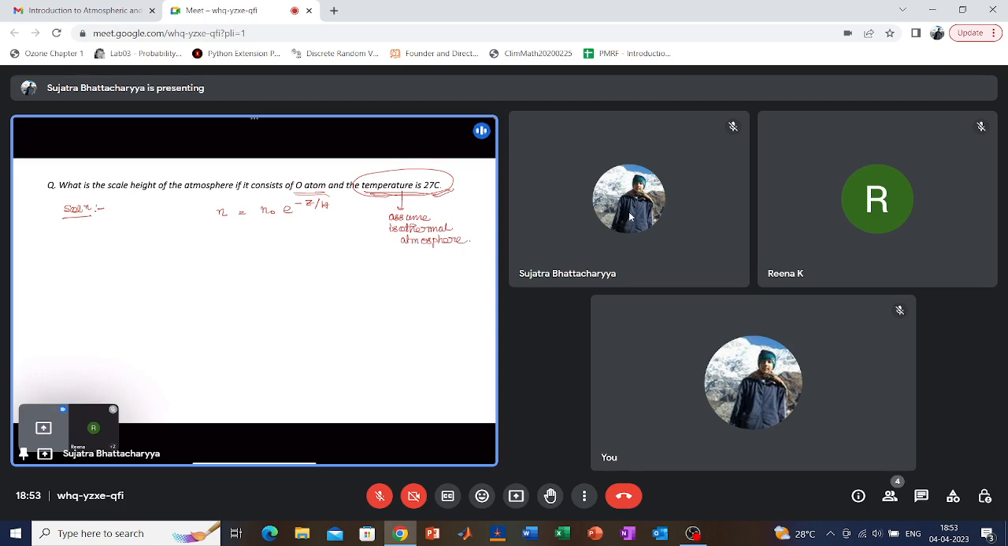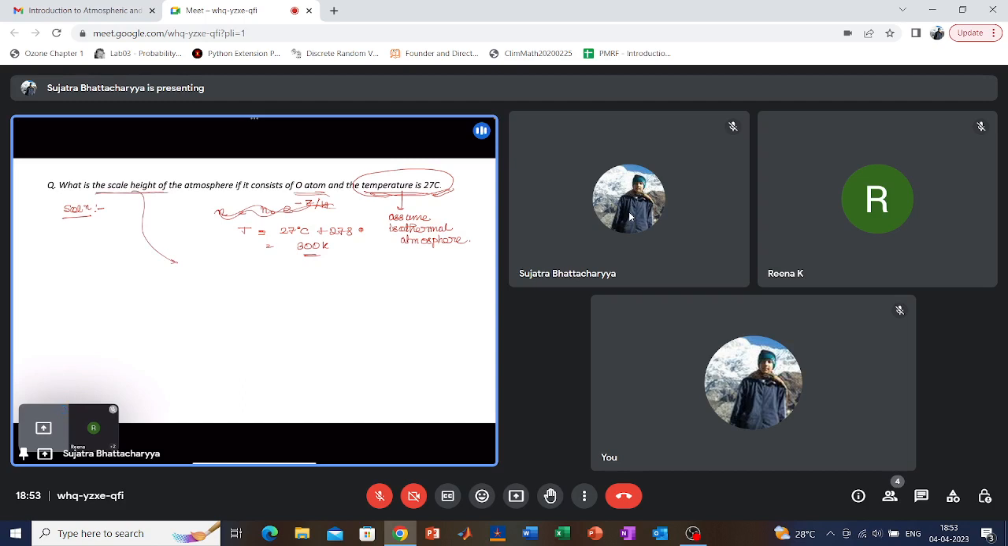So what will be the temperature? It's not 27 degrees Celsius. Remember, it has to be converted into Kelvin. So 27 degrees Celsius plus 273 will come out to be 300 Kelvin. Now, it is the scale height which needs to be found out.